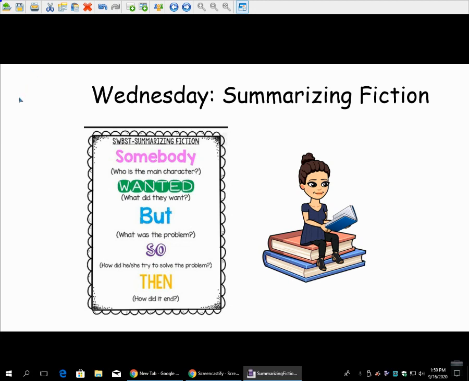Remember, I gave you some keywords here. I said, think about the 5 keywords of somebody, wanted, but, so, then. I have our little anchor chart here to help you remember. Our somebody is our character. What did the character want to do? But what was the problem? So how did they try to solve it? And then how did the story end?